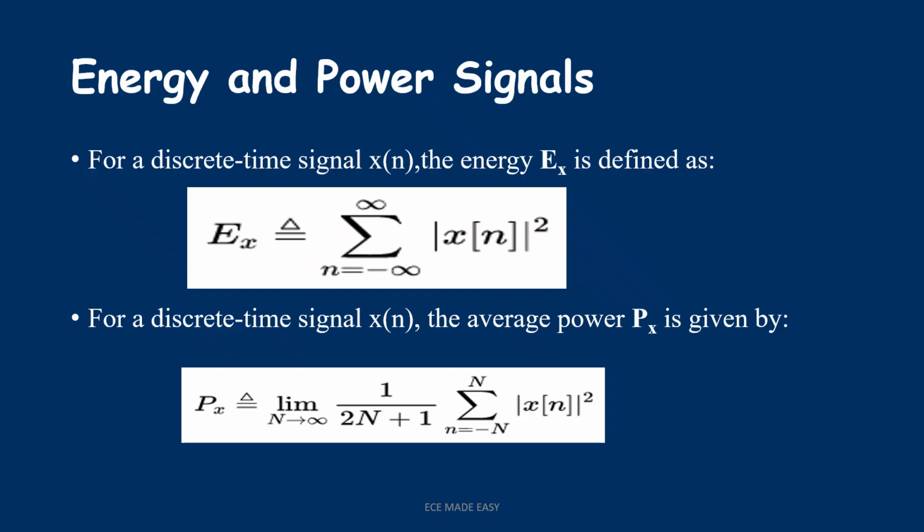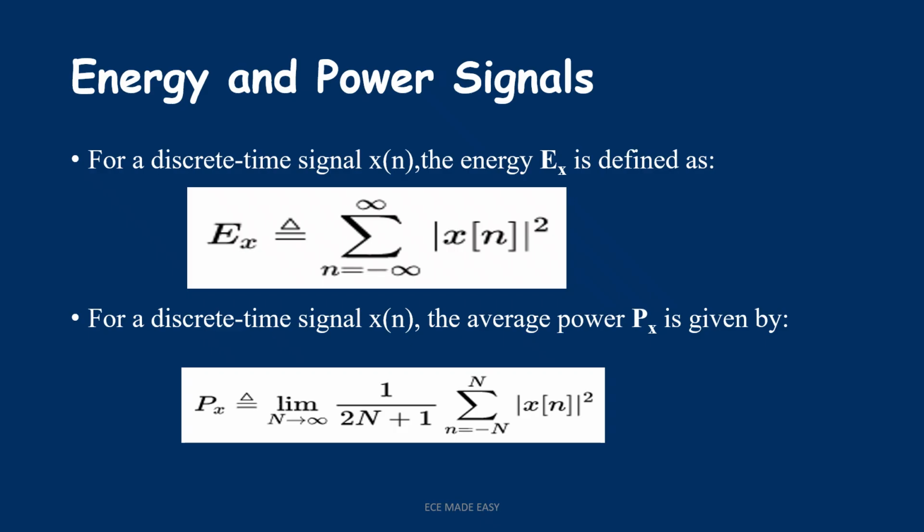A signal is said to be an energy signal if its energy defined by Ex is finite and the energy of a discrete signal is given by summation n equal to minus infinity to infinity of mod of x of n square. If this energy Ex is less than infinity, the signal is said to be an energy signal.